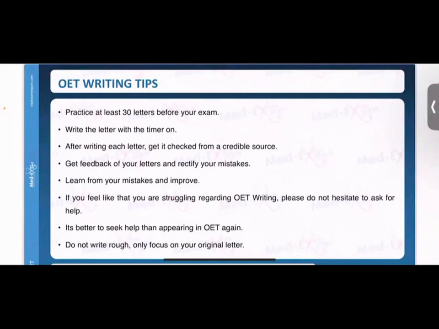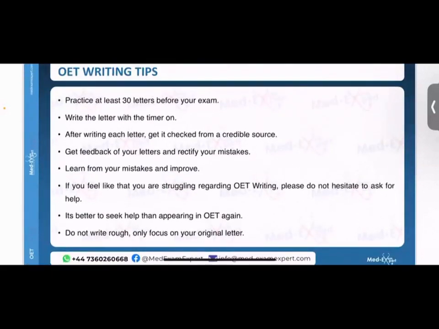So, considering all these challenges and difficulties, here are some tips for all of you to follow. I'm sure that by following these tips, you can achieve your required score, your required grade. If you are going to book your OET exam, please make sure you have one to one and a half months of preparation time, because it is the average time a student takes to prepare for the OET exam. So practice at least 30 letters before your exam.